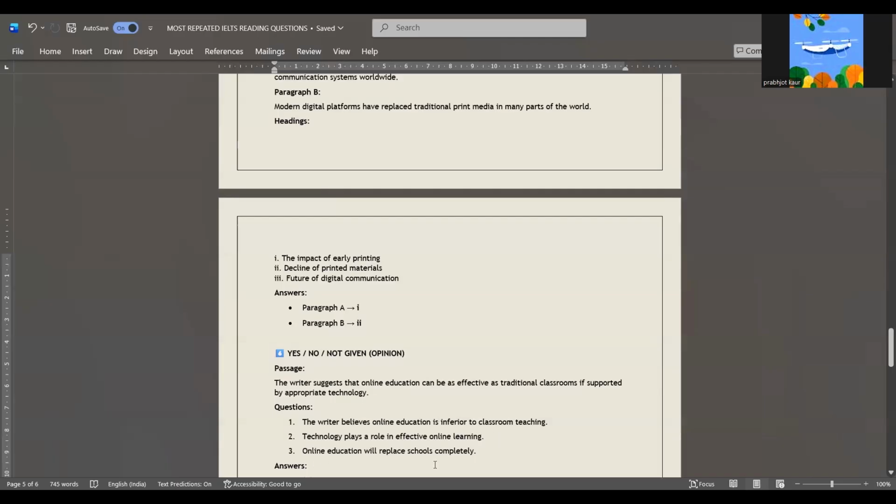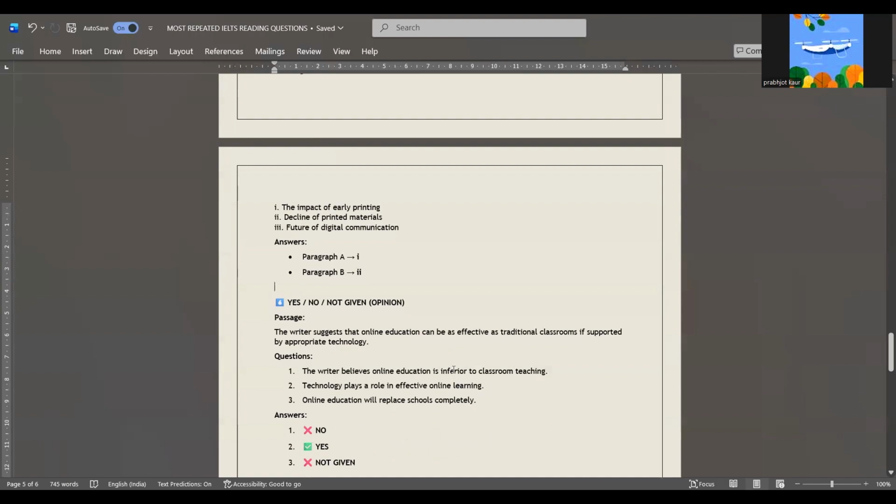Online education will replace the school completely. So here there is no information about online education replacing school completely. So that answer should be not given. So it is no, yes or not given.